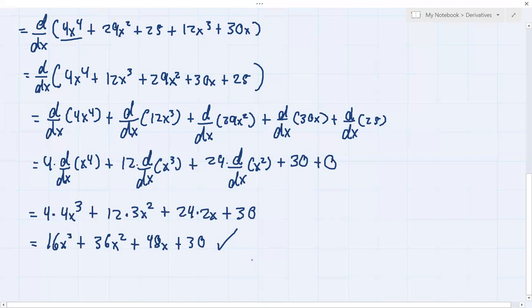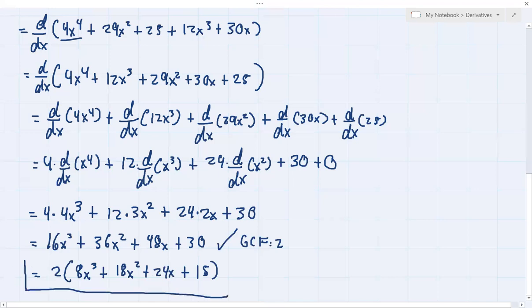Or pwede pa natin itong i-simplify. 16x cubed, 36x squared, 48x at 30 are all divisible by 2. At yan yung greatest common factor nilang lahat, si 2. So we can now factor out 2 here. So we will have 2 times quantity, 8x cubed, plus 18x squared, plus 24x, plus 15. Okay? So we can now leave this as our final answer. So that's it.